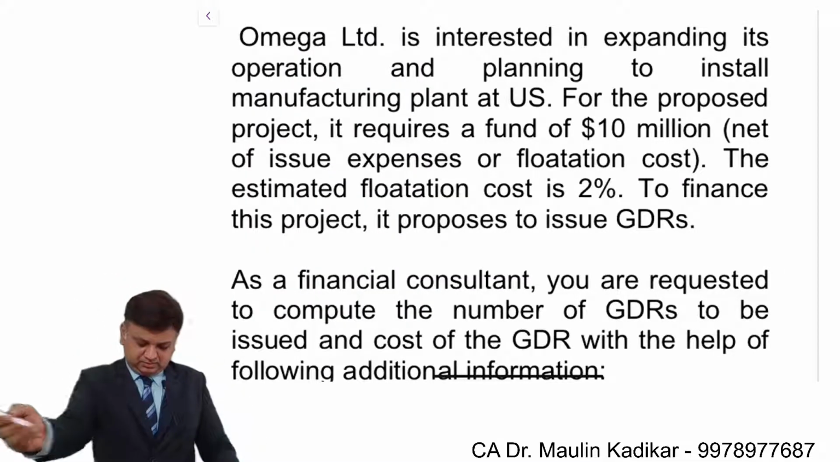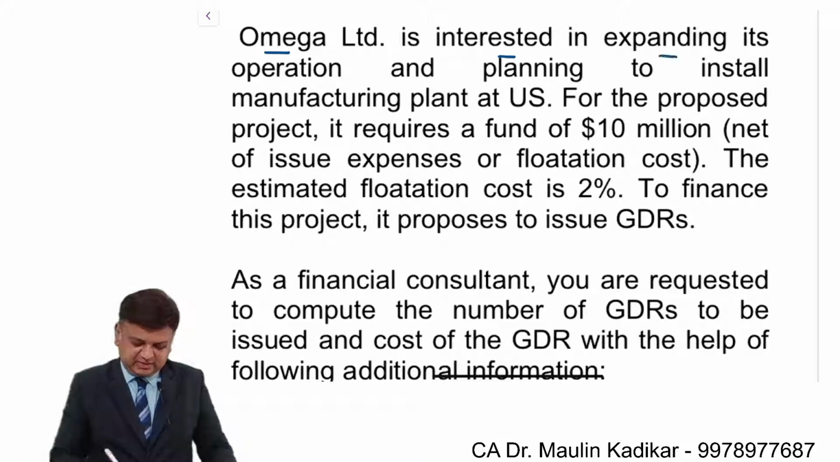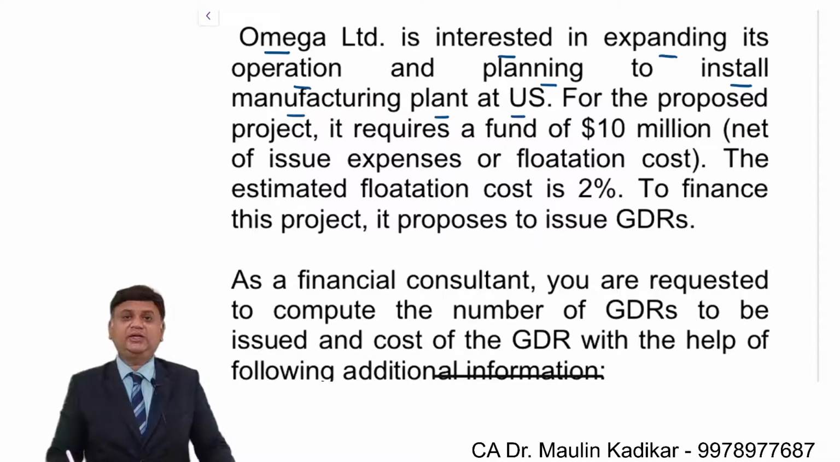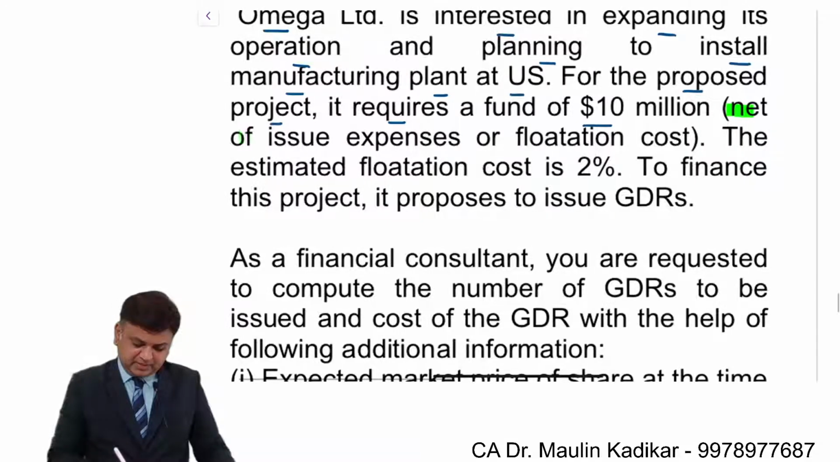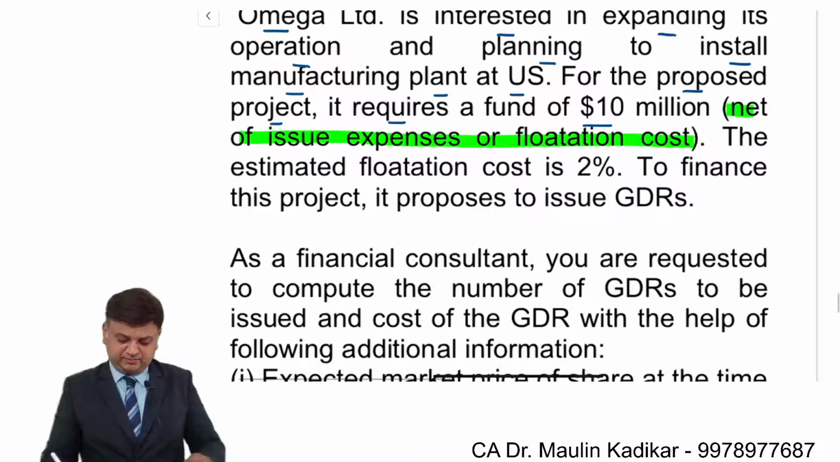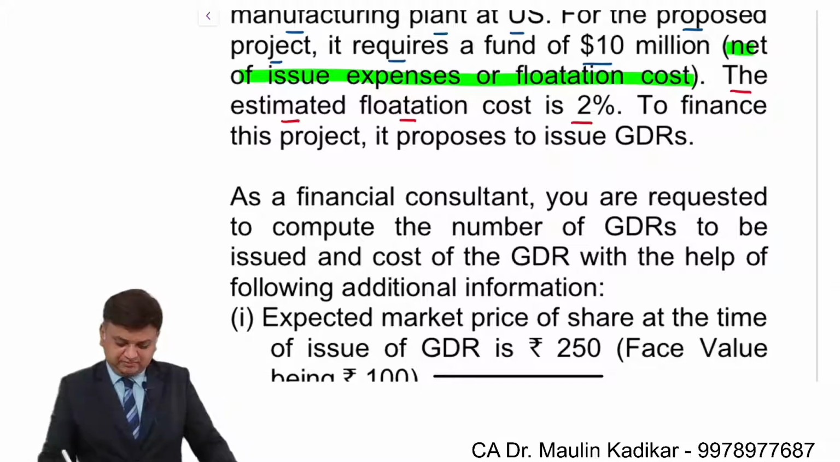Let us see our next question. Omega Limited is interested in expanding its operation and planning to install a manufacturing plant in the United States of America. For the proposed project, it requires a fund of $10 million. Highlight the portion net of issue expenses or flotation cost. The estimated flotation cost is 2%.